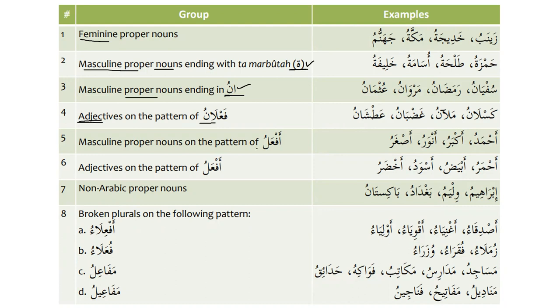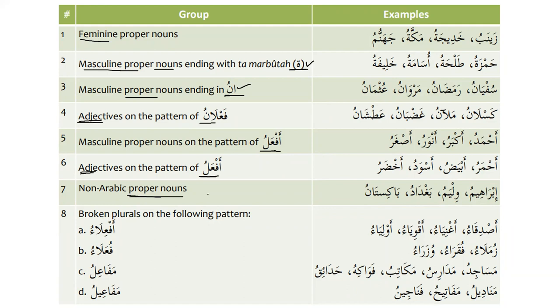Masculine proper nouns on the pattern of af'alu. Similarly, the nouns that come on the pattern of af'alu, that's proper nouns, they are also mamnu min as-sarf. For example, Ahmadu, Akbaru, Anwaru, and Asgharu. And similarly, adjectives that come on the pattern of af'alu, they are also mamnu min as-sarf. Ahmaru, Abiyadu, Aswadu, and Akhdaru. And we know that these are colors. Non-Arabic proper nouns, for example, Ibrahimu, Williamu, Baghdadu, and Pakistanu. They are non-Arabic, but they are proper nouns. And that's why they are also mamnu min as-sarf.